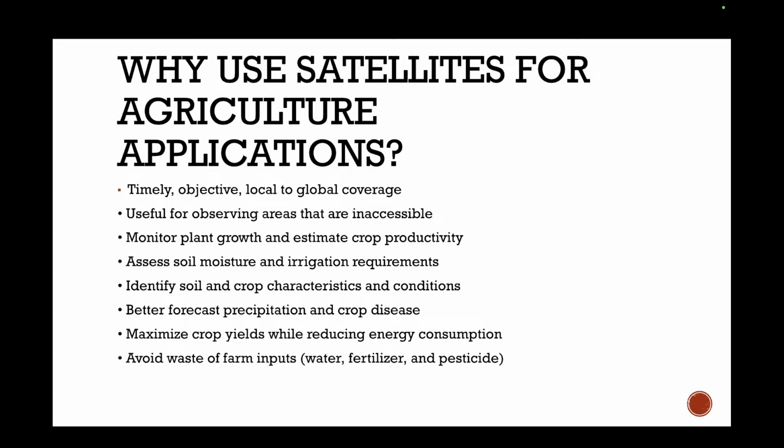So this type of waste of farm input we can easily identify with the help of remote sensing, using satellite images. So for my cropland, is water needed or not? Is fertilizer needed or not? For this cropland, are any pesticides needed or not? This type of thing I can easily identify with the help of satellite or drone imagery for my agricultural land.